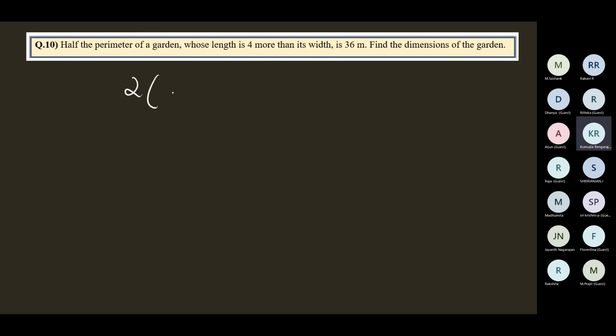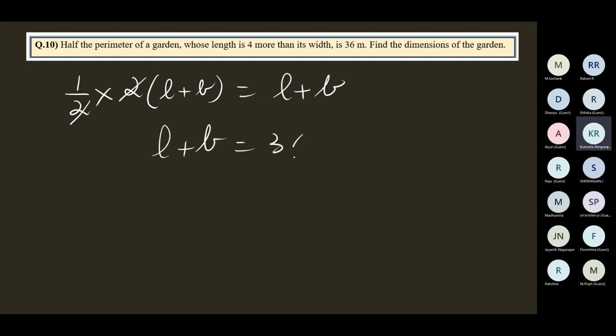Perimeter of the garden is given by the, see, it's a rectangular garden because the length and breadth are given. And we know that the perimeter of a rectangle is 2 into (L plus B). Now, this is not the perimeter, it is half the perimeter. So half of 2 into (L plus B). So what is half the perimeter? It is nothing but L plus B. So, L plus B is equal to 36 is the first equation.